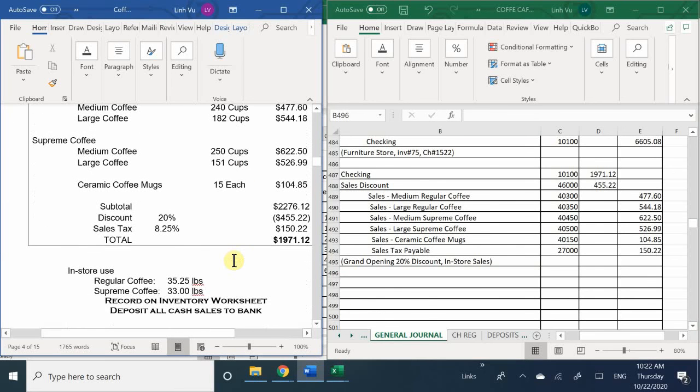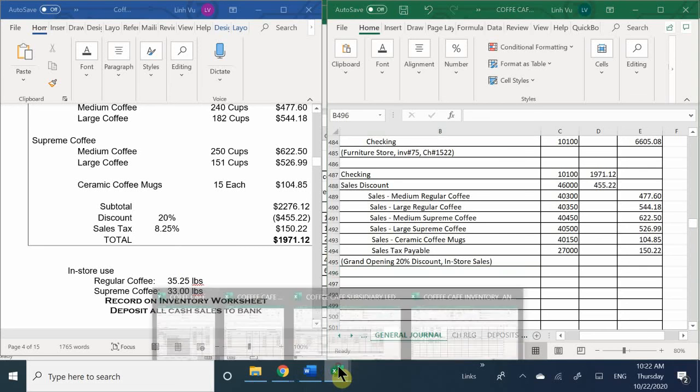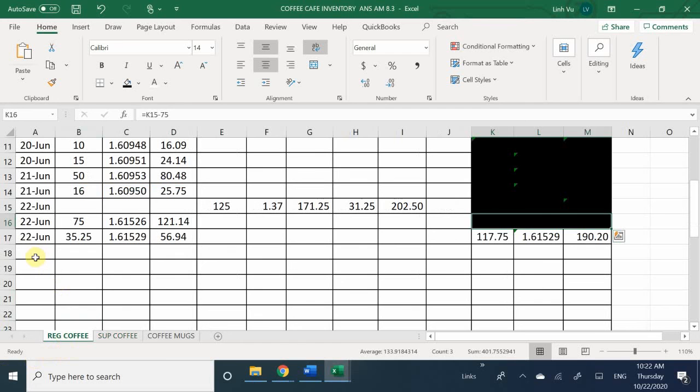All right. That is all for that. So let's go ahead and quickly do the cost of inventory, and then we'll take a quick break because I don't want you to forget this part. So go ahead and calculate the 35 and a half and a quarter and 33 pounds. It's the same thing as the day before. So, inventory worksheet.